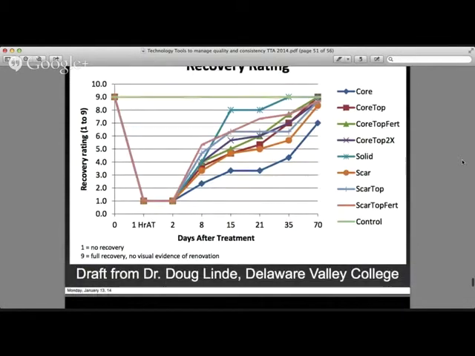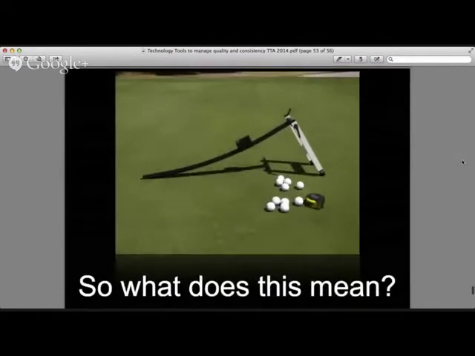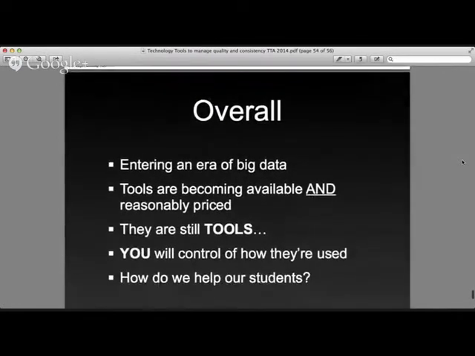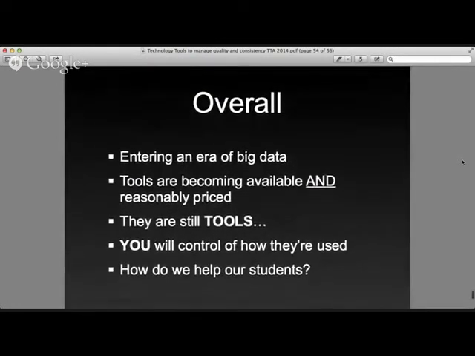Let's just skip through the results there. So at the end of the day, what this all means is that we're entering this era of big data. We've got these tools and techniques to map and measure all of these different parameters on our surfaces and on our facilities, and that's going to give us the ability to understand and make information-based judgments about what's happening. But at the end of the day, these are still tools, and you, the superintendent, still control how they're used.